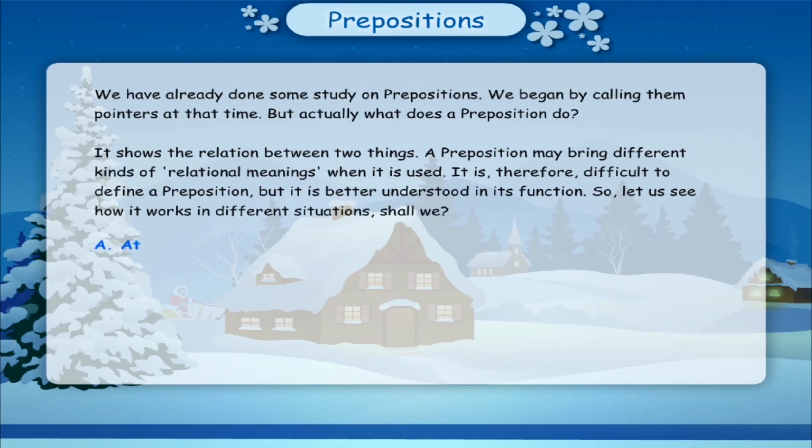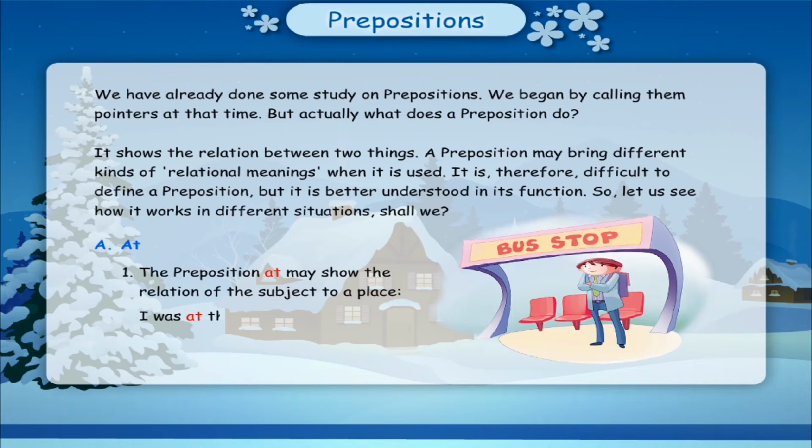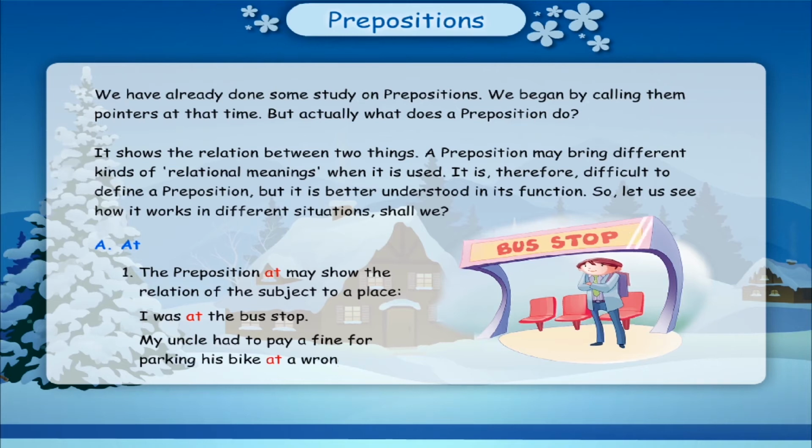At. The preposition at may show the relation of the subject to a place. I was at the bus stop. My uncle had to pay a fine for parking his bike at a wrong place.